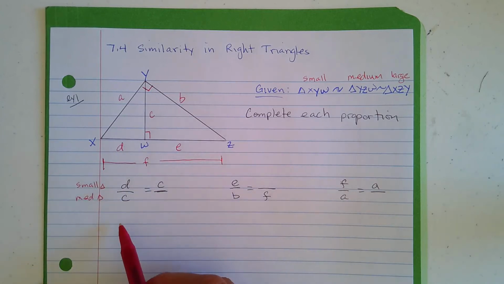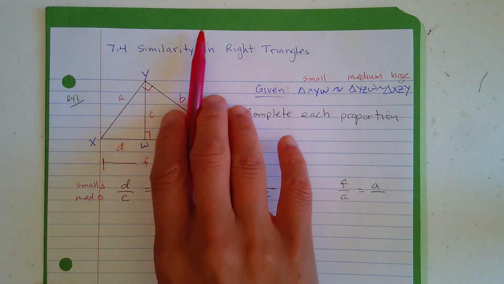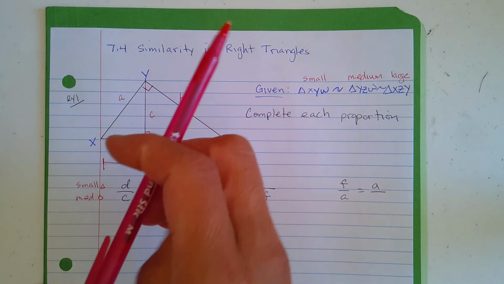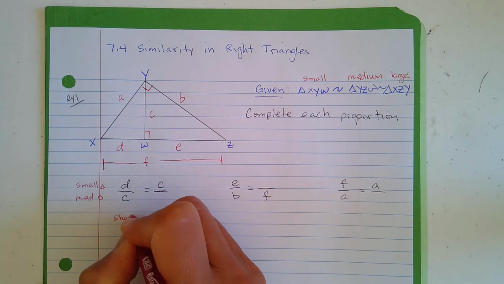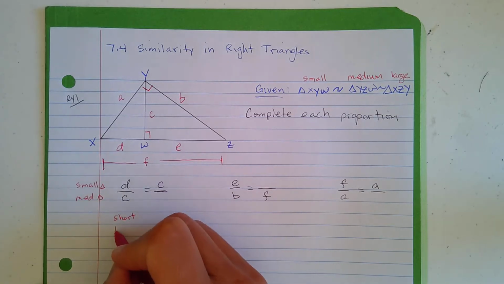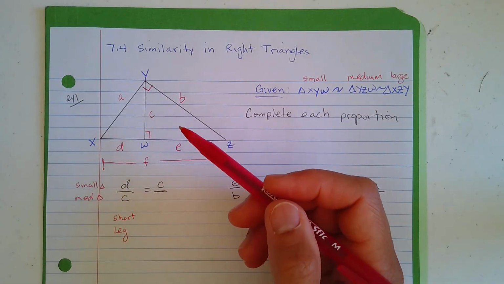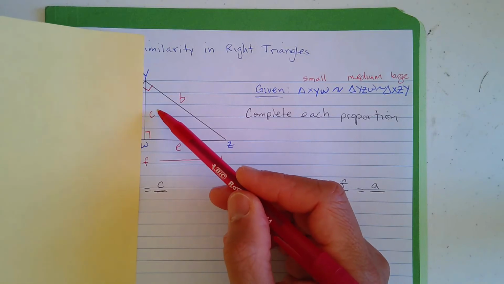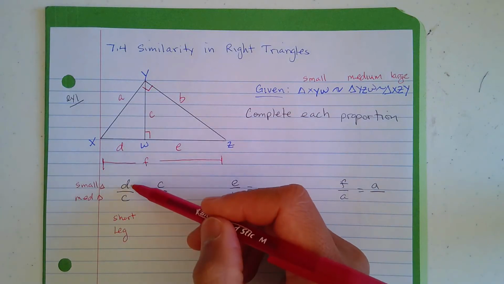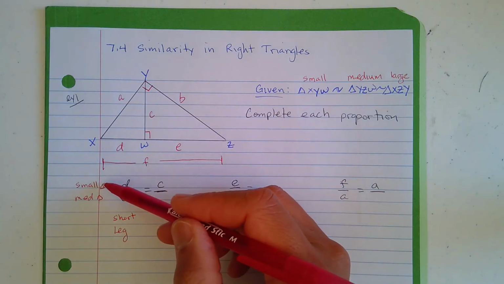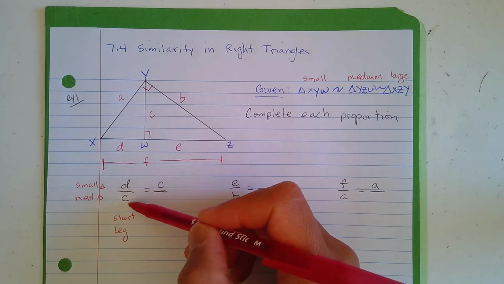Now let's look at D. If you look at D and the small triangle, D is the shorter leg. So we're talking about the short leg. And look at C. If you compare C, E, and B, C is the short leg. So in this first ratio, we're comparing the small triangle to the medium triangle, specifically short leg to short leg.